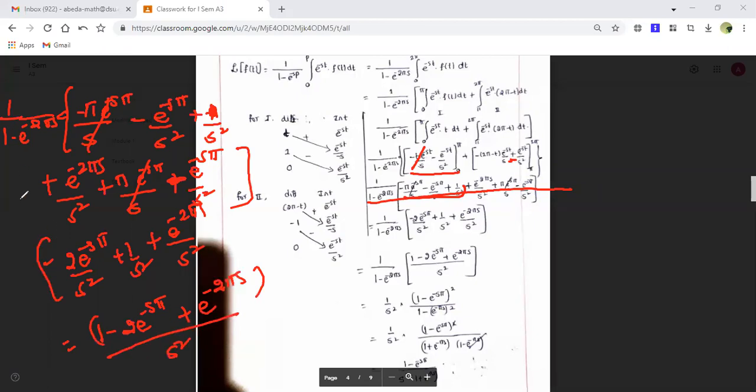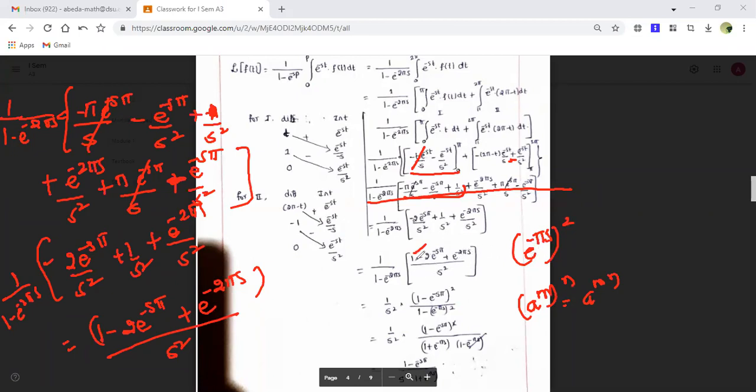Actually this term is there here, 1 upon 1 minus e to the power minus 2 pi s, this is there. Okay, so finally you can see that it is in the form of a square. This I can write as e to the power minus pi s the whole square, so b square, because you know a to the power m to the power n is a to the power mn. So e to the power minus pi s to the power 2 is e to the power minus 2 pi s.